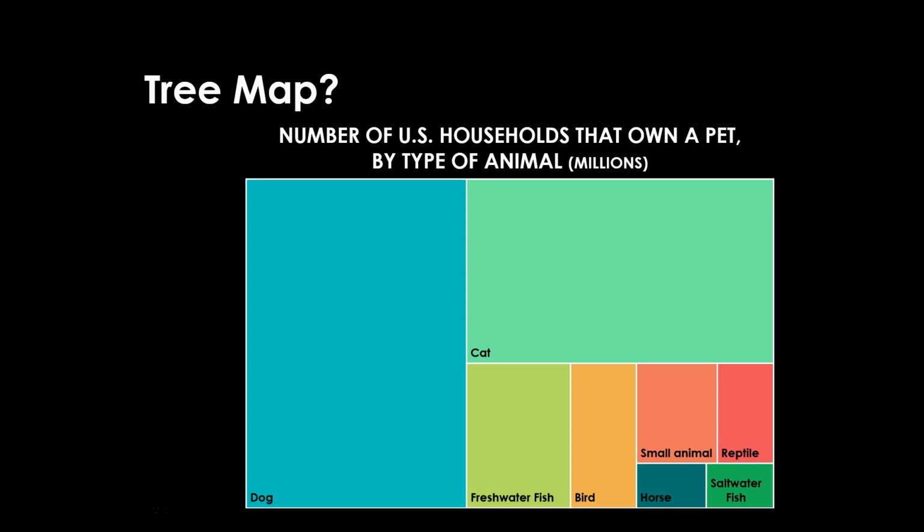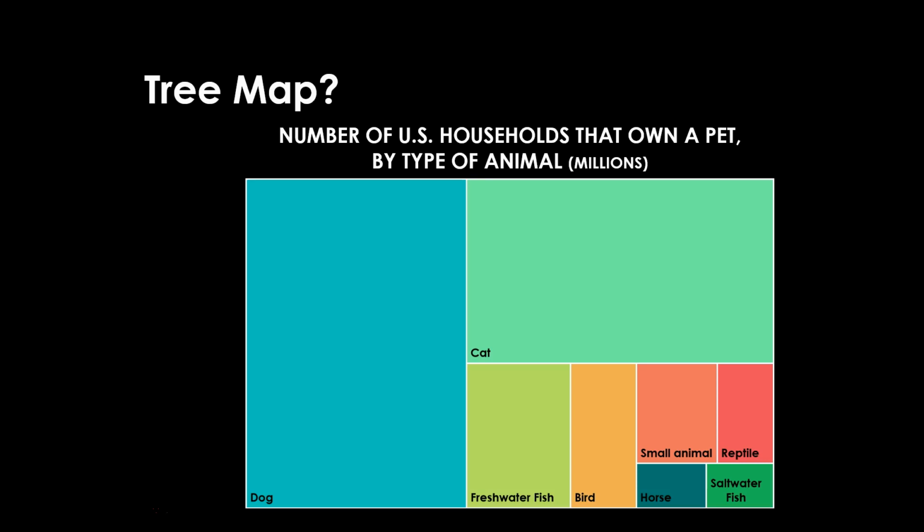And this was a lot easier to read and to actually look at the proportions of households that own different types of pets. It is a lot easier for humans to get a feel for quantities when they are in rectangular shapes versus circular shapes too.